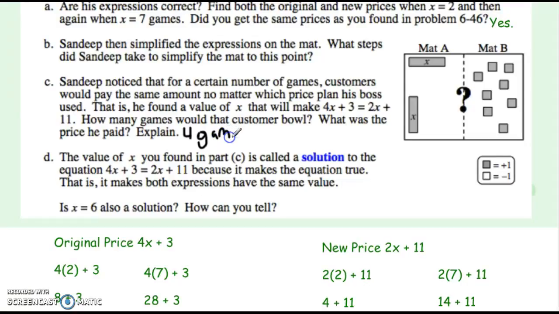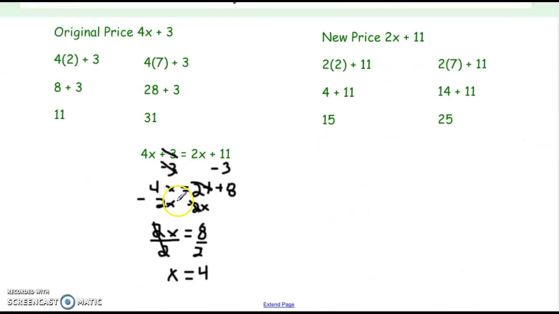And then it says what was the price paid. So if x is equal to 4, and that will make both sides equal, I'm going to plug 4 into x. So I could take any equation and put 4 in for x because they should be equal and find out what that price paid would be. So 4 times 4 is 16. So that's for the games, plus $3 for shoes, that would be $19.